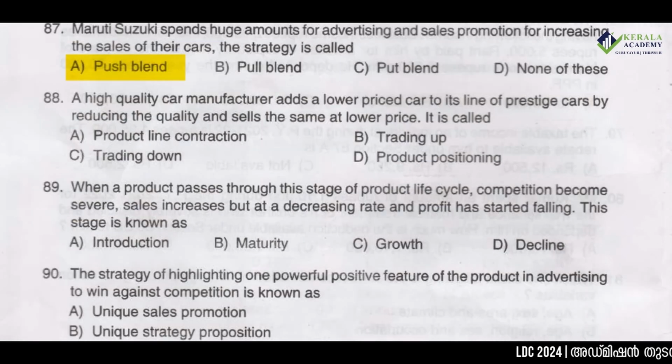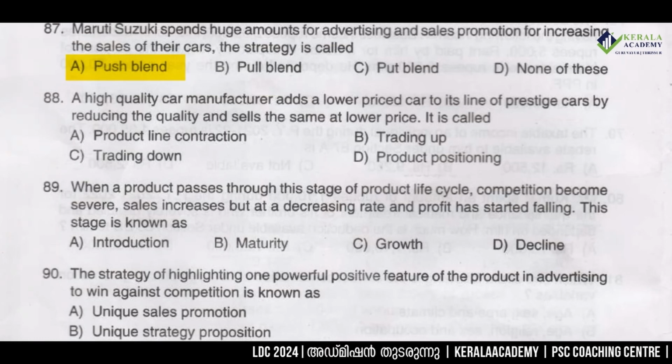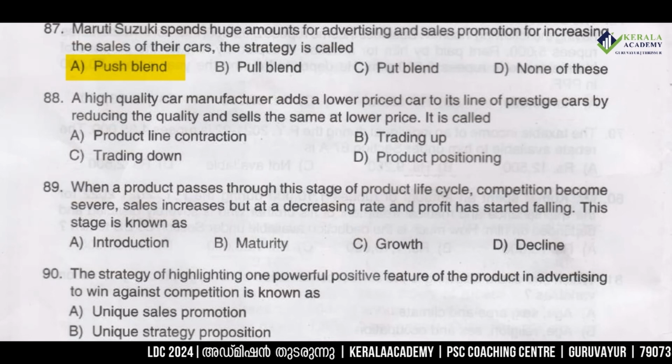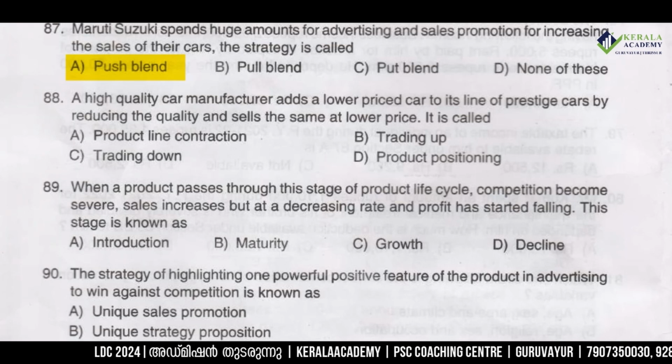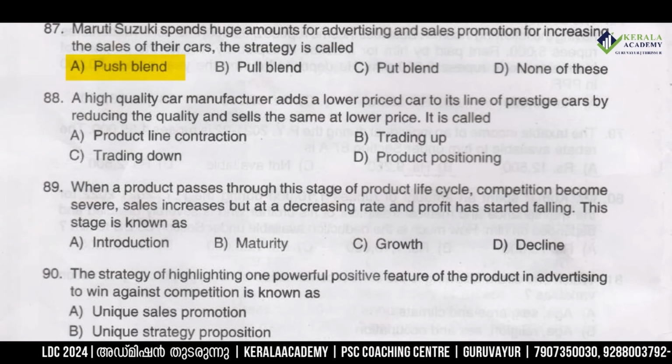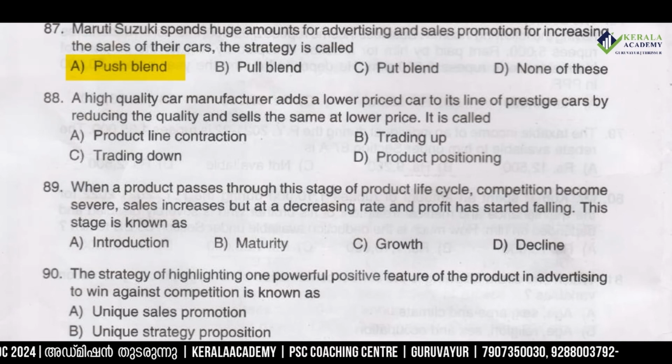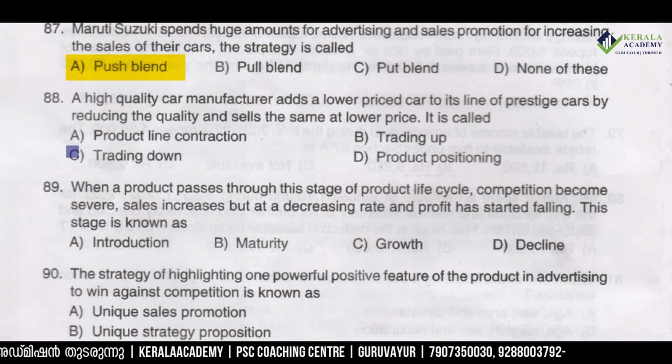A high quality car manufacturer adds a lower priced car to its line of prestige cars by reducing the quality and sells the same at a lower price. It is called product line contraction, trading up, trading down, product positioning. Correct answer option C, trading down.